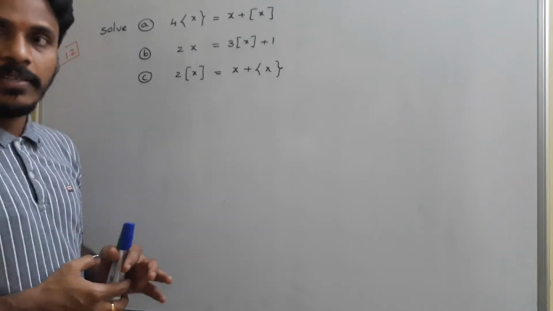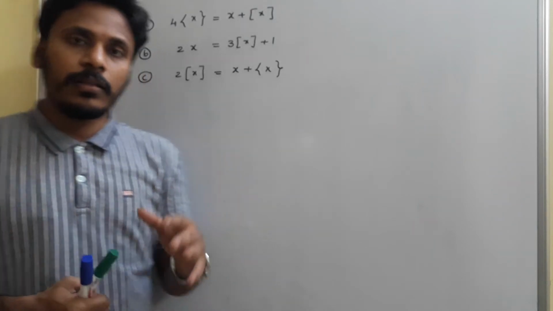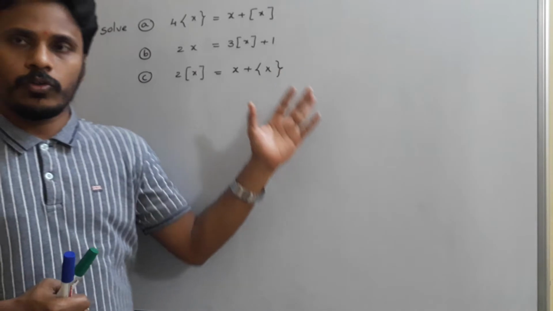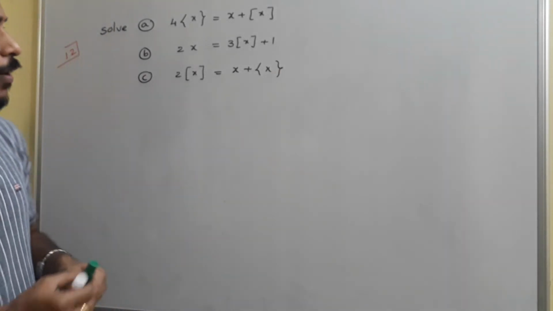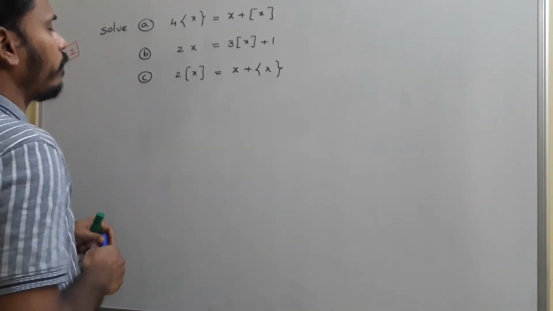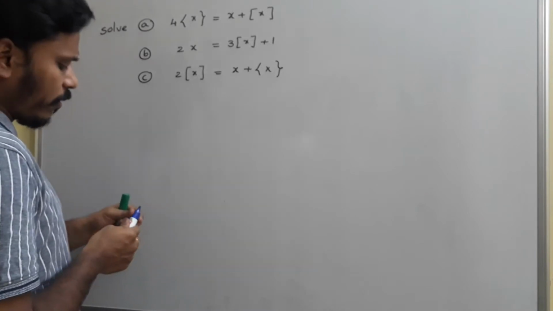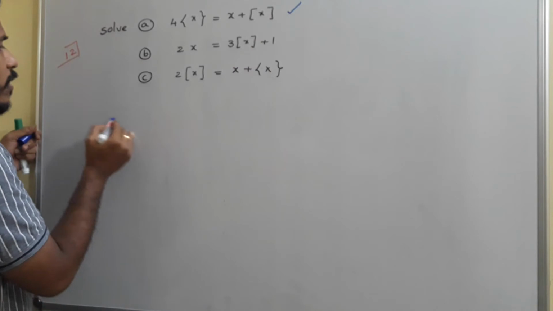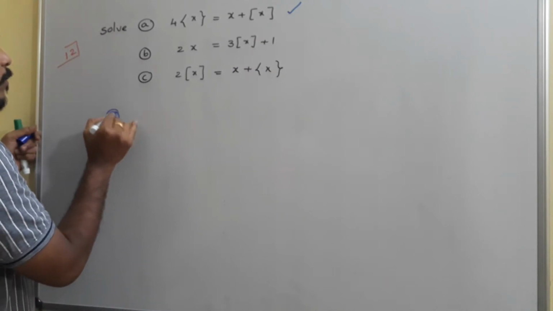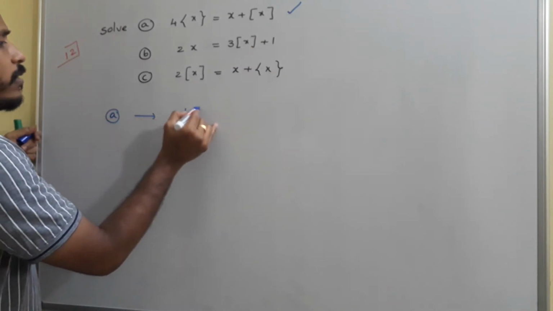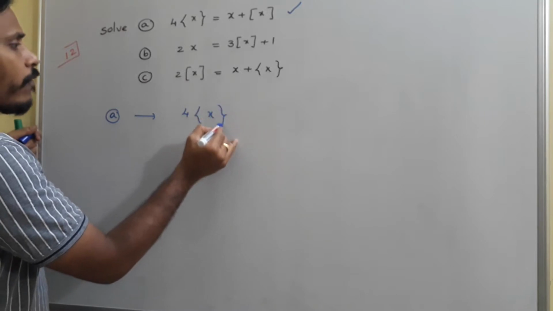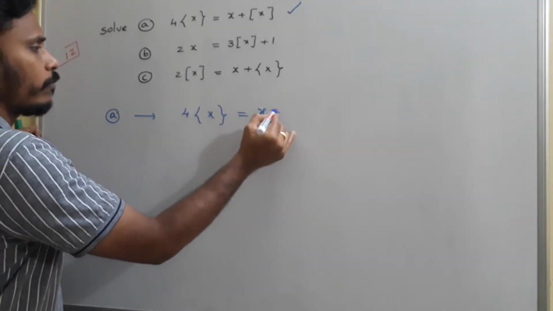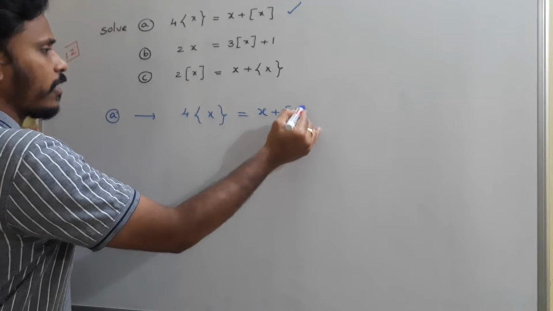Related to the step function as the 11th point, and now here in this class, as the 12th point, we are going to solve this. One by one I will try. Just look at the first one. The first equation involves the step function and the fractional part. The given one is 4 times the fractional part of x equals x plus step x.